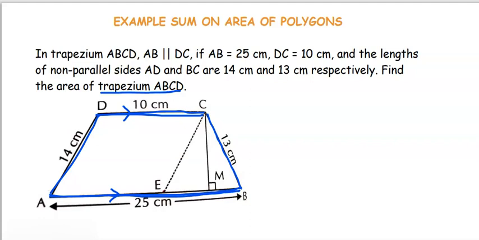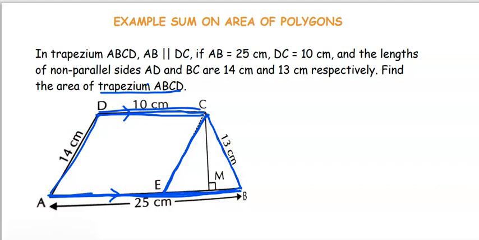For that, first we need a construction. In this trapezium, you need to draw a line through C which is parallel to AD. Let it be EC. EC is the line which is parallel to AD. According to our construction AD is parallel to EC, and in the question itself it is given that AB is parallel to CD.